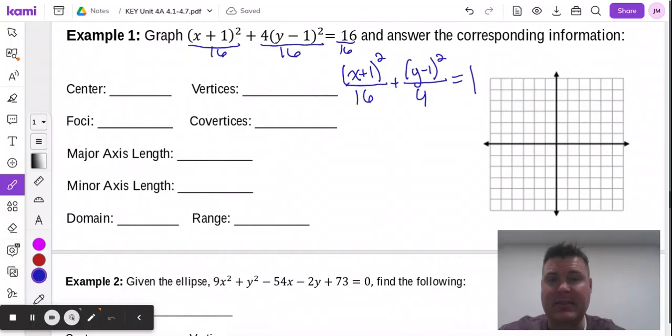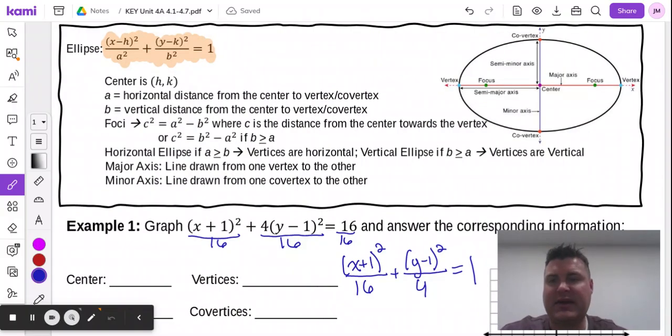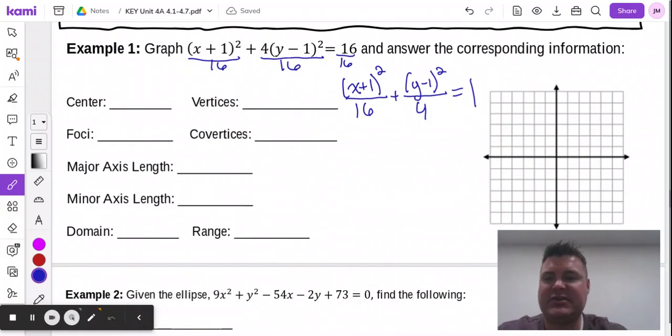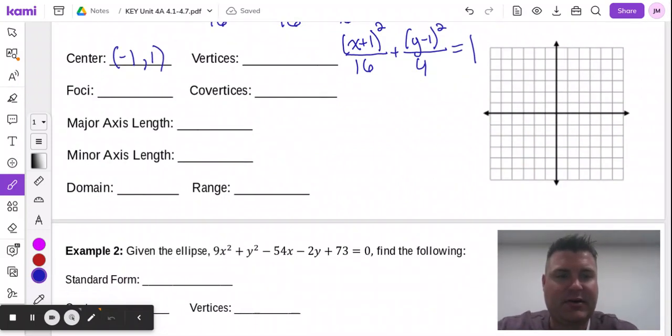I'm centered here at h comma k. If you notice up here in the formula, h and k are both negative, so in this case our center is going to be opposite sign: -1 comma 1. So I'm going to plot that point right here, -1, 1.